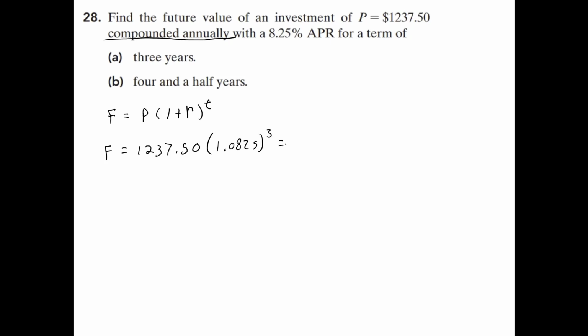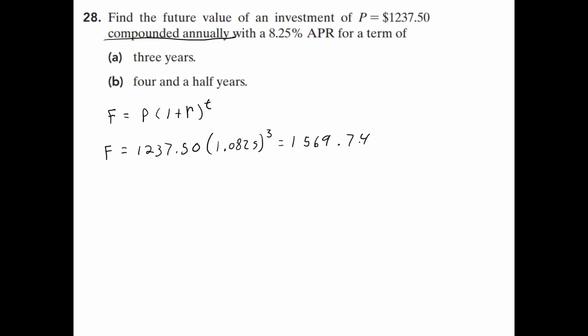From there, it's just punching it into the calculator, $1,237.50 times 1.0825 raised to the third power. And you end up with $1,569.74.